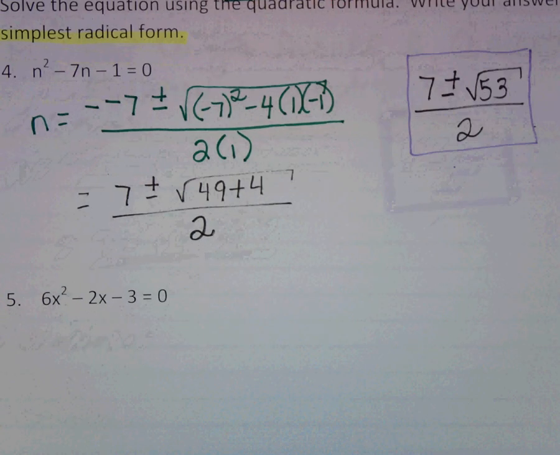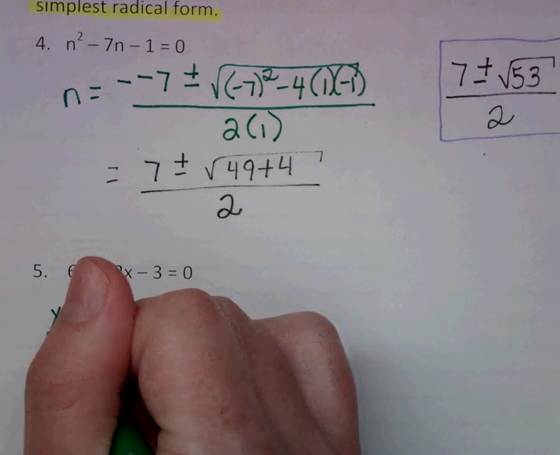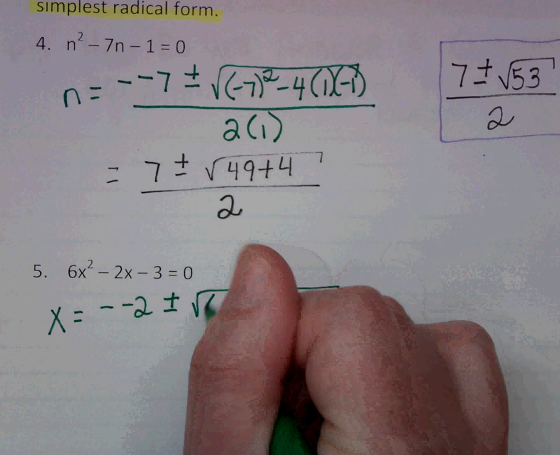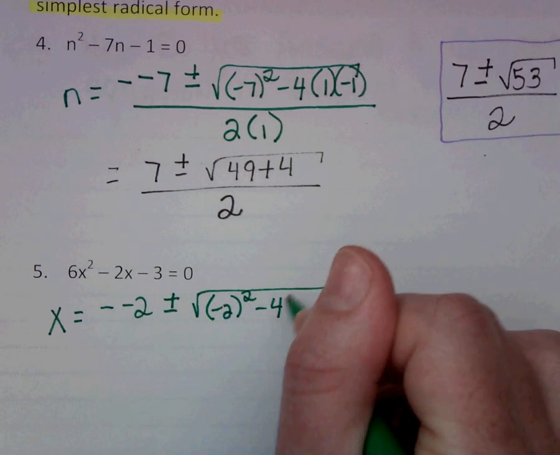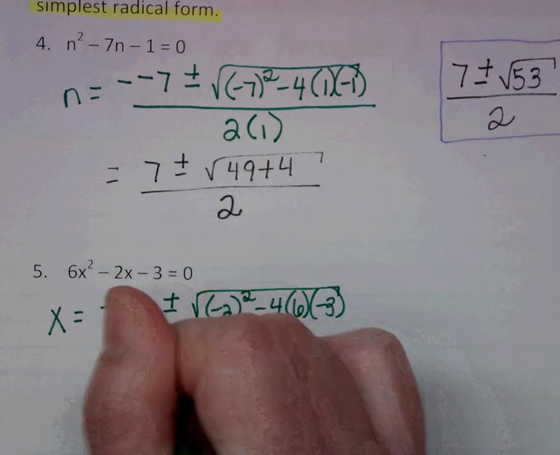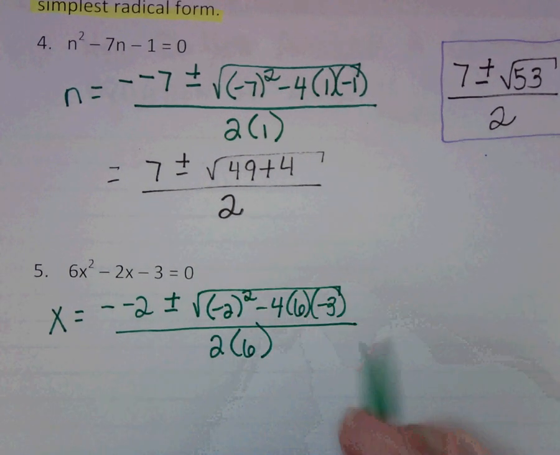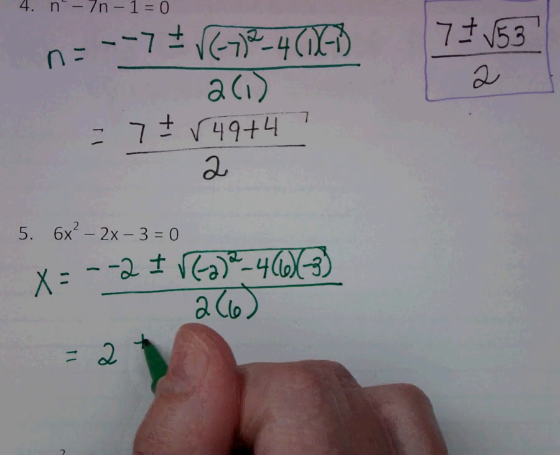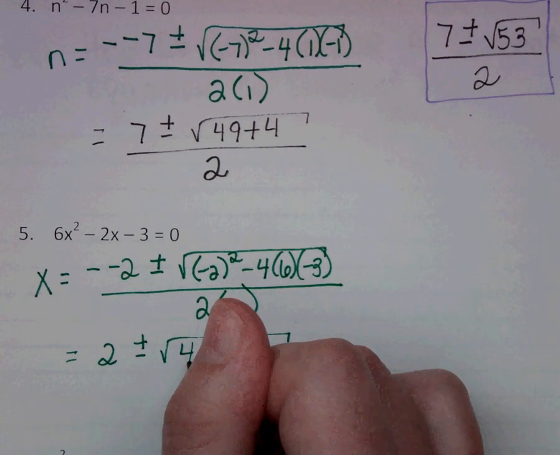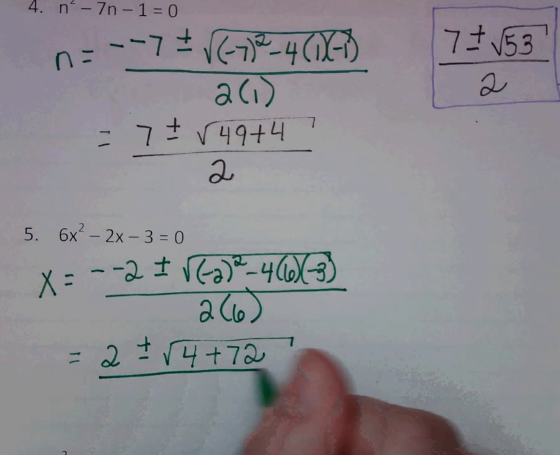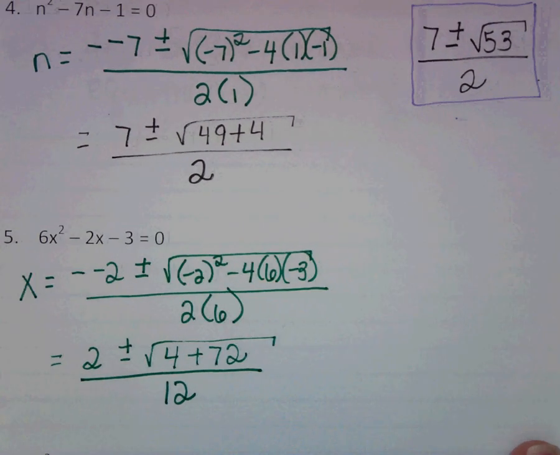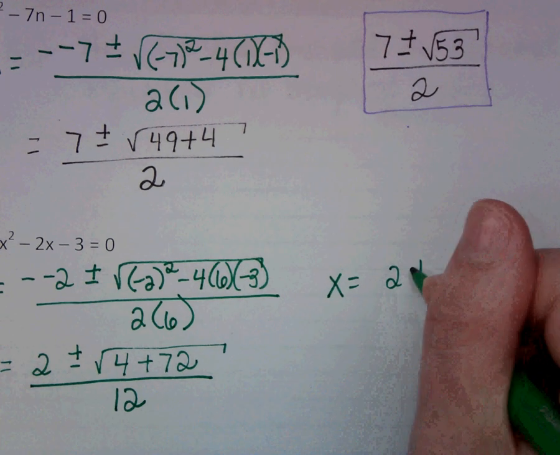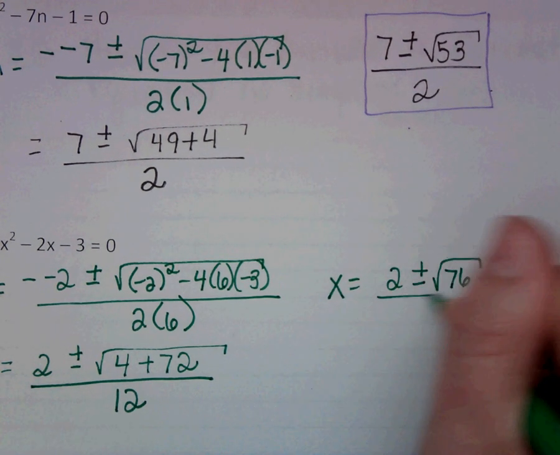Okay, let's look at number 5. Again, we're going to fill in our formula. x equals negative b plus or minus the square root of b squared minus 4 times a times c, all over 2a. So this would be positive 2 plus or minus the square root of 4 plus 72 over 12. Keep going over here: 2 plus or minus the square root of 76 over 12.